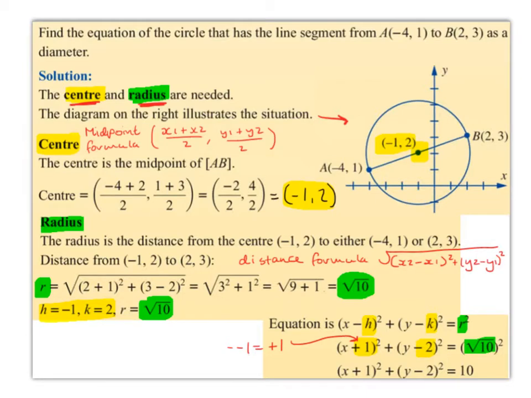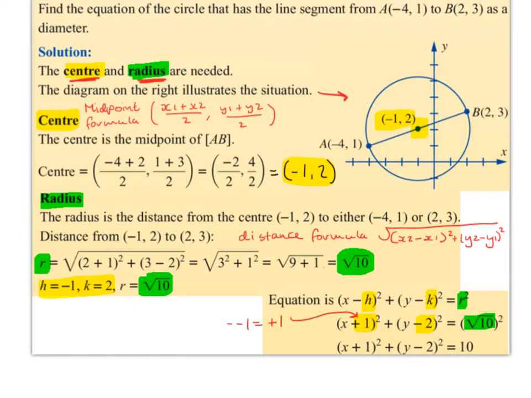So our centre is minus 1, 2. So the h is minus 1, the k is 2, and the r is root 10. So the general equation is x minus h to be squared plus y minus k to be squared is equal to r squared. So swapping the h for minus 1, so we get minus minus 1, which is plus 1. Swapping the k for 2, so we get y minus 2. And then swapping the r for root 10, so we get root 10 to be squared. So that gives us x plus 1 to be squared plus y minus 2 to be squared is equal to 10. Because the root and the squared will cancel.